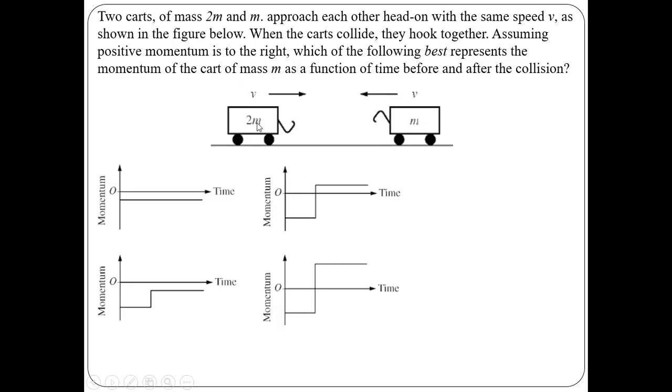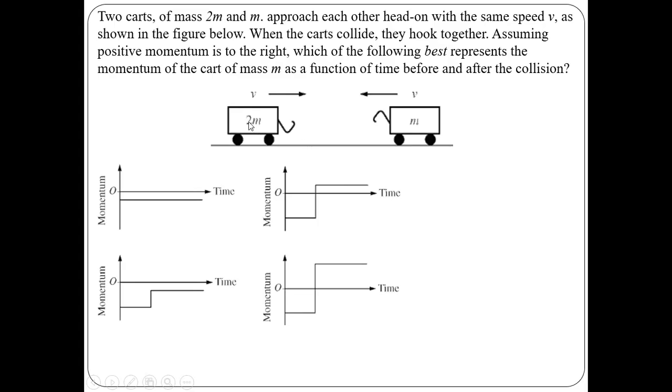So it's not looking at the 2m, it actually just wants to see what's going on with this cart on the right of mass m. Conceptually speaking, initially this cart is moving leftward, so the initial momentum has to be negative. All these graphs do show that the initial momentum of m is negative. However, it's what happened afterwards that allows you to pick the right answer.